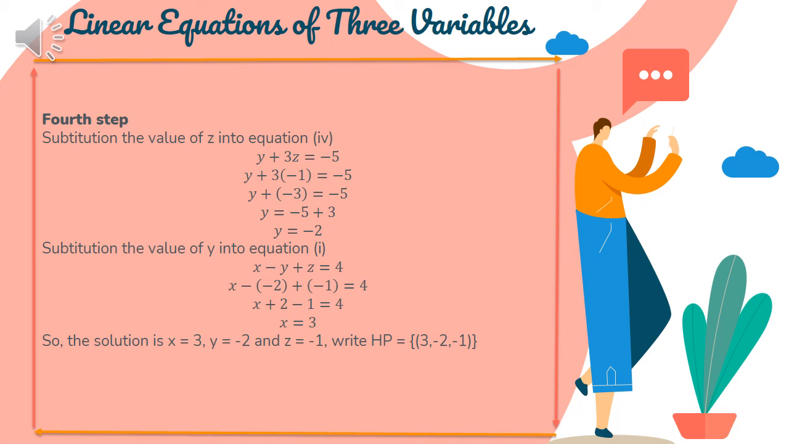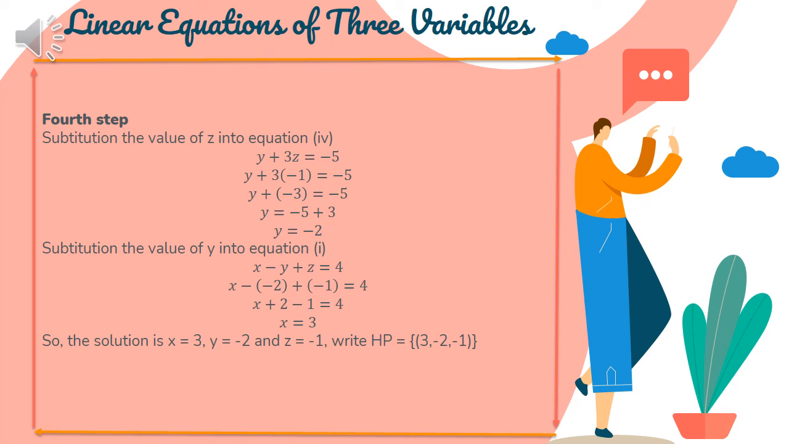Fourth step, substitute the value of z into the fourth equation. y plus 3z equals negative 5. y plus 3 times negative 1 equals negative 5. y plus negative 3 equals negative 5. y equals negative 5 plus 3. y equals negative 2.